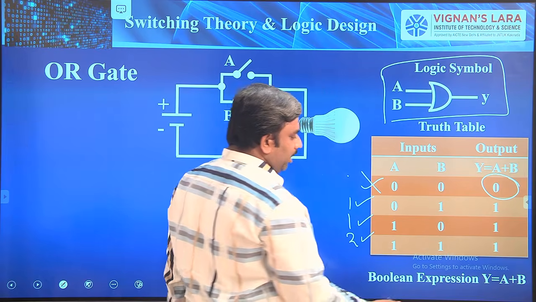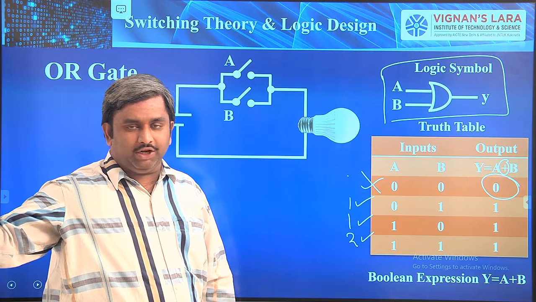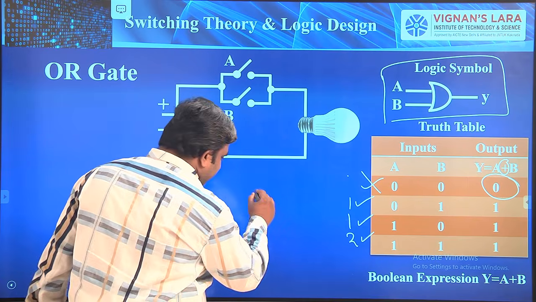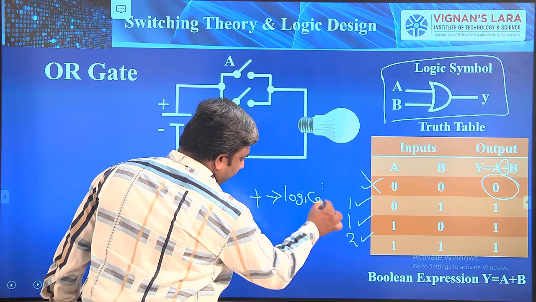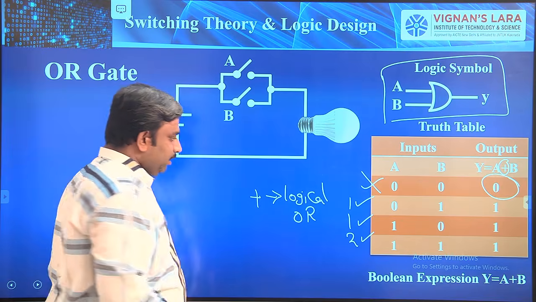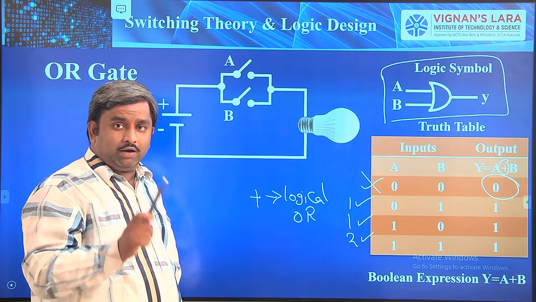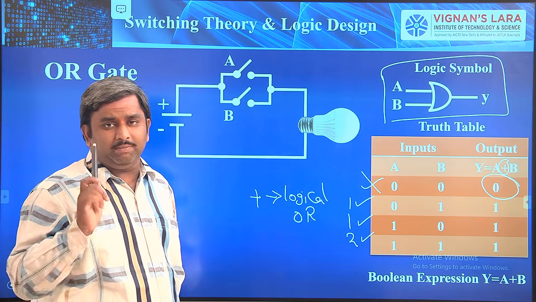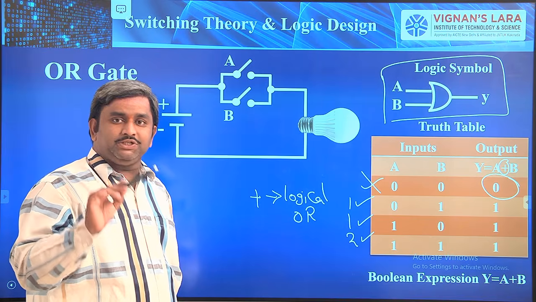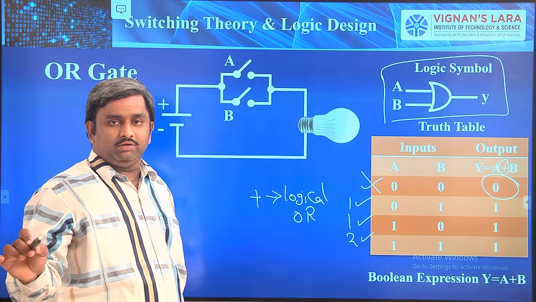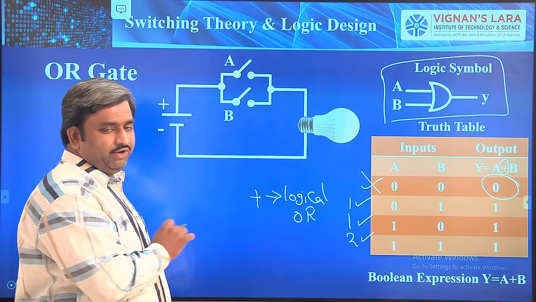For representing this OR gate, I am using the plus symbol. Generally, plus means addition in arithmetical operations. Coming to here, the plus is representing the logical OR operation. So plus is not addition here. Remember one thing, in our subject, the plus is representing the logical OR operation, but it is not the addition operation. Remember, this one is very, very important.